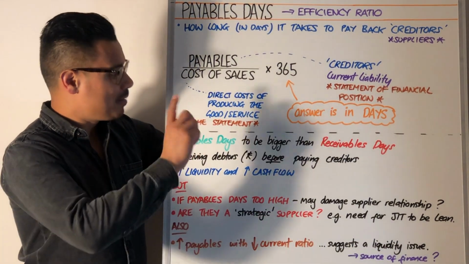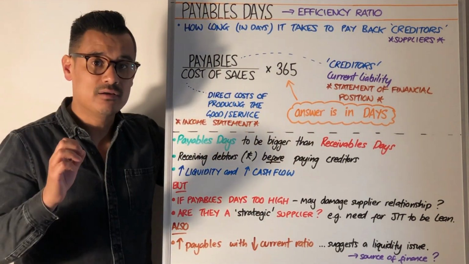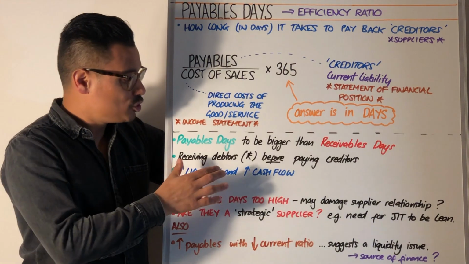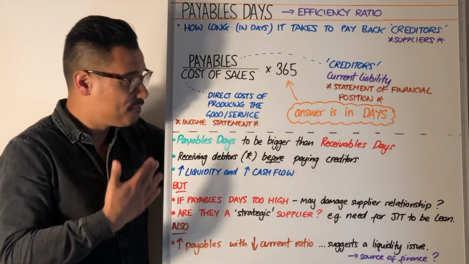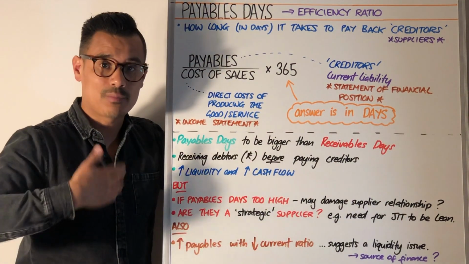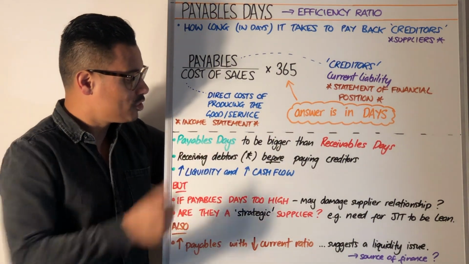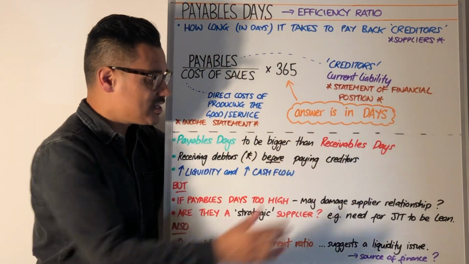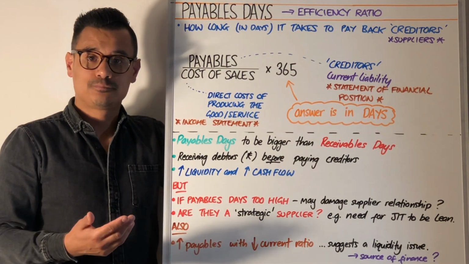Now, things to remember about payables days. Ideally, you want your payables days to be bigger than your receivables days, because you want to essentially be receiving the money from your debtors in before you're paying the money out to your creditors. You want the money to come in first before it's going out. Therefore, you want your payables days to be bigger than your receivables days. That suggests that you've got good liquidity and good cash flow.